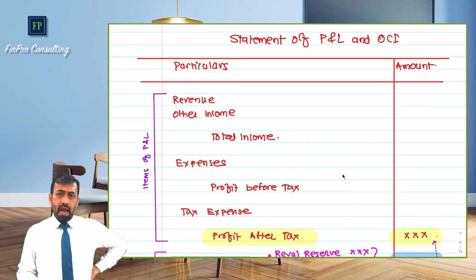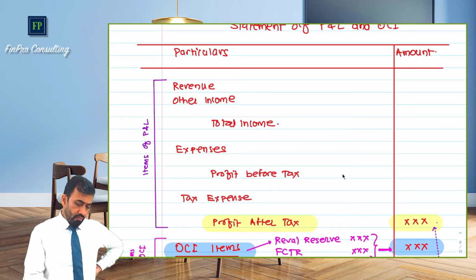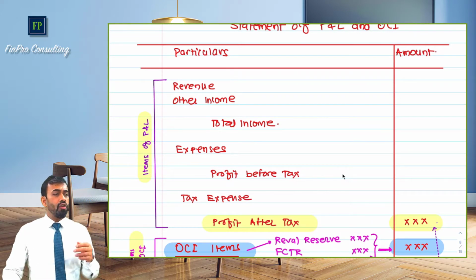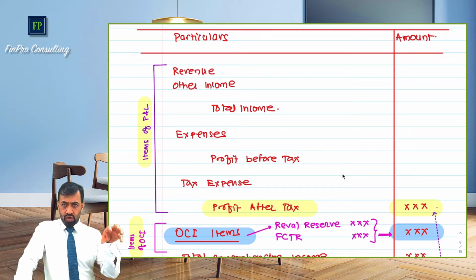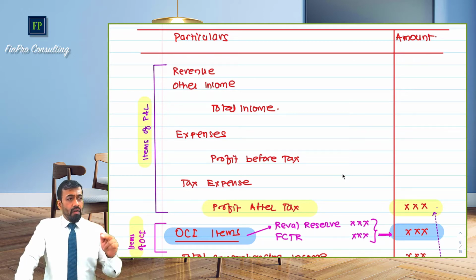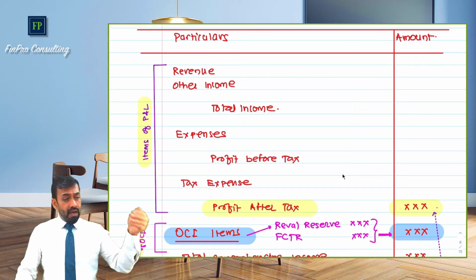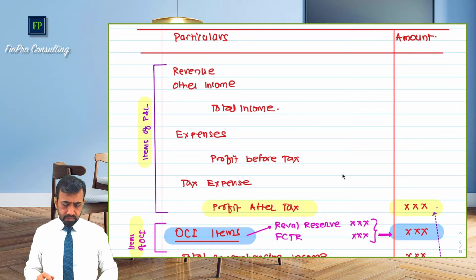Statement of P&L and other comprehensive income. The first part is the items of P&L, and the second is items of OCI. So there is an option as given by IAS 1. You can present two different statements or one single statement. So I have presented with the second option. You can present one single statement. First, revenue, items of P&L, and second, items of other comprehensive income.